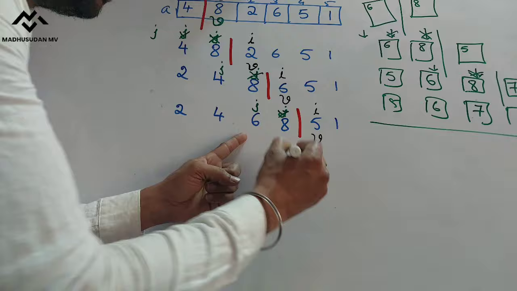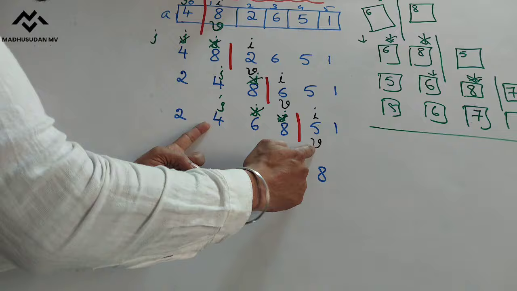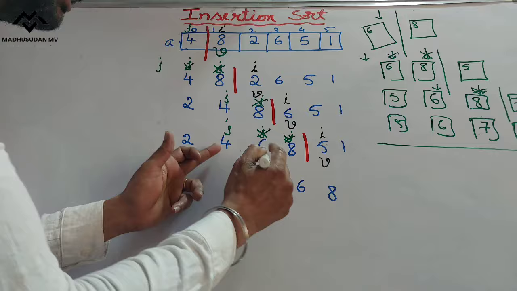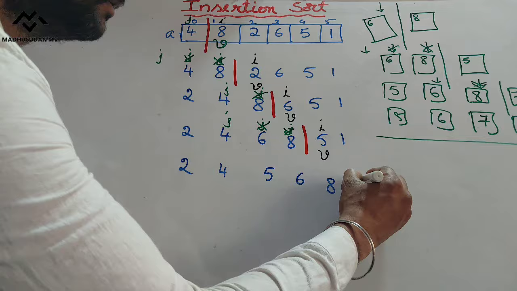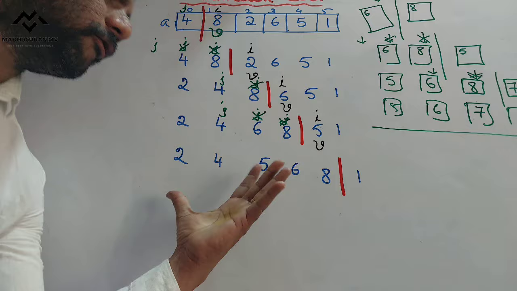Now jth element is greater than the value? No. If it is no, keep the value in front of J. Now in front of J, I'm keeping the value. Value is 5. I'm keeping the value here. Okay. Now remaining elements remain as they are. Okay. Now up to here it is sorted. So now in my hand 5 cards are there. All these 5 are sorted.